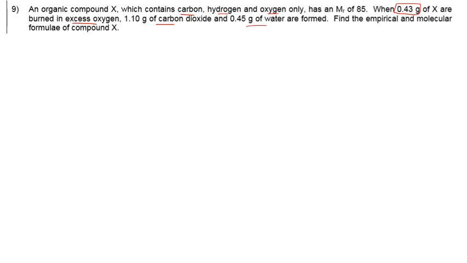Okay, so let's write out compound X. We know that it's just got carbon, hydrogen and oxygen, but we don't know the number of atoms of each in the molecule. All right, so we know it's going to burn in excess oxygen. We don't know the molar ratio yet. And we know that we're going to make carbon dioxide and water as products. Okay, so the question tells us that we get 1.10 grams of carbon dioxide, and 0.45 grams of water.